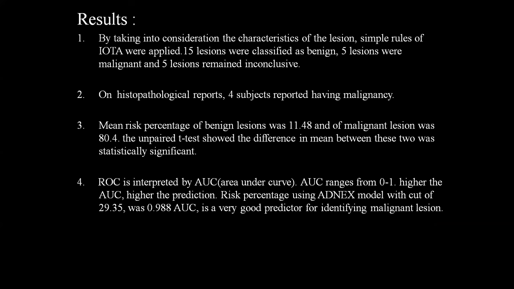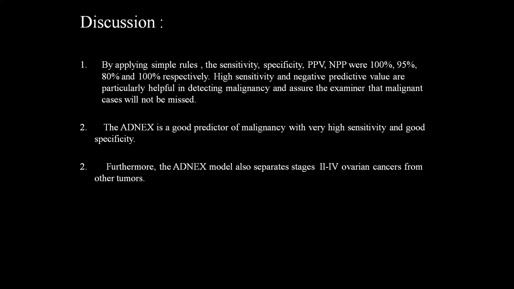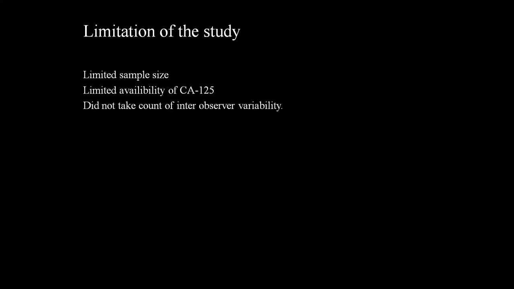Discussion: by applying the simple rules, the sensitivity, specificity, positive predictive value, and negative predictive value were 100%, 95%, 80%, and 100% respectively. That is, the high sensitivity and negative predictive value are particularly helpful in detecting malignancy and assure the examiner that malignant cases will not be missed. The ADNEX model is a good predictor of malignancy with high sensitivity and good specificity. Furthermore, the ADNEX model can separate stage 2 to 4 ovarian cancer from other tumors.